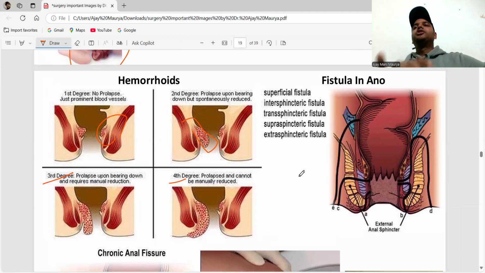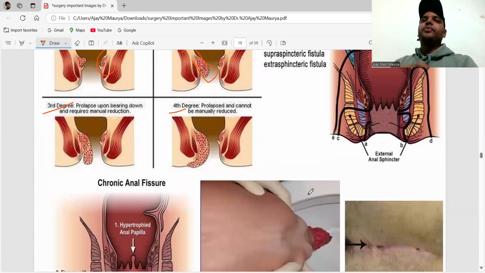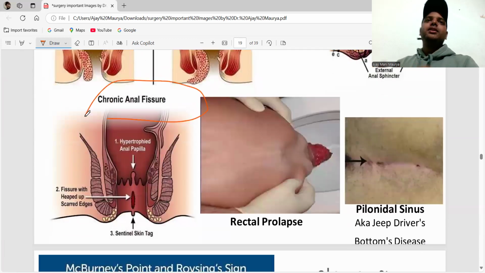They will give the history like this: there is pus formation, there is bleeding, like in the underwear. They will give the history like that, and you have to mark the answer: fistula-in-ano. Now this, guys, is the chronic fissure. Fissures are due to the difficulty of passage of fecal matter, guys. It is due to chronic constipation. There is a tearing of the anus here.